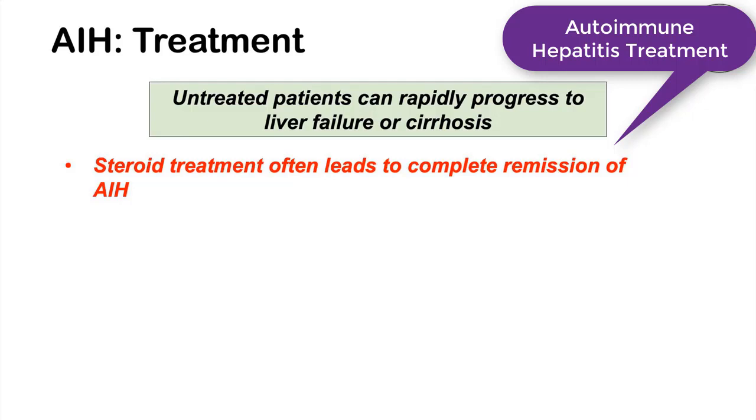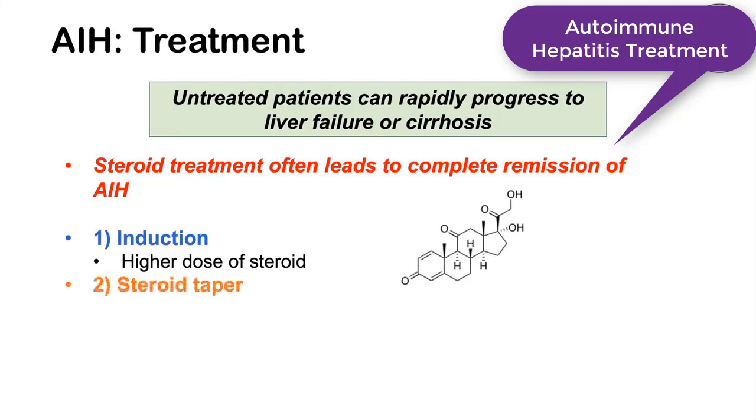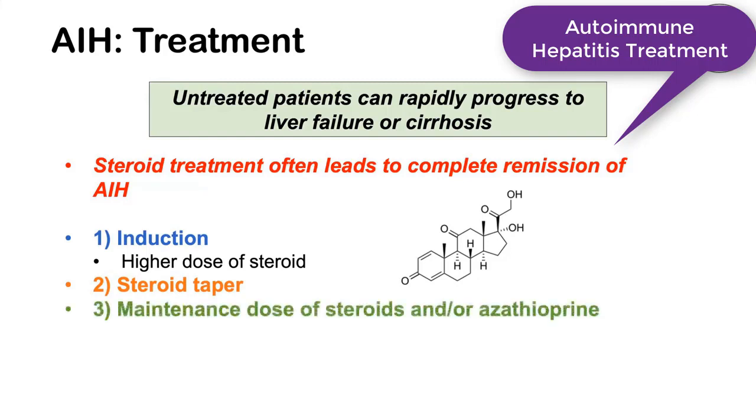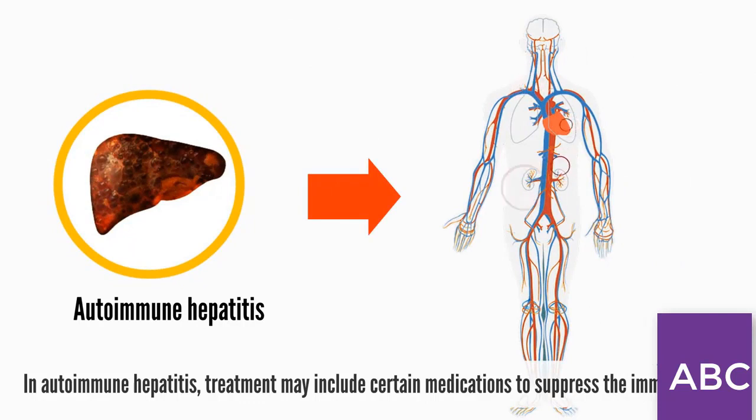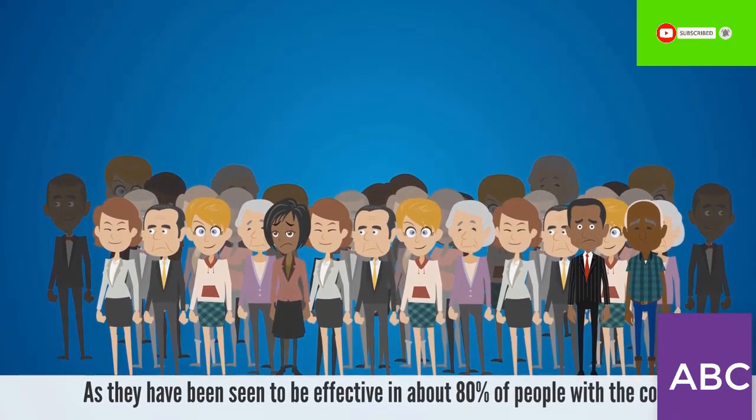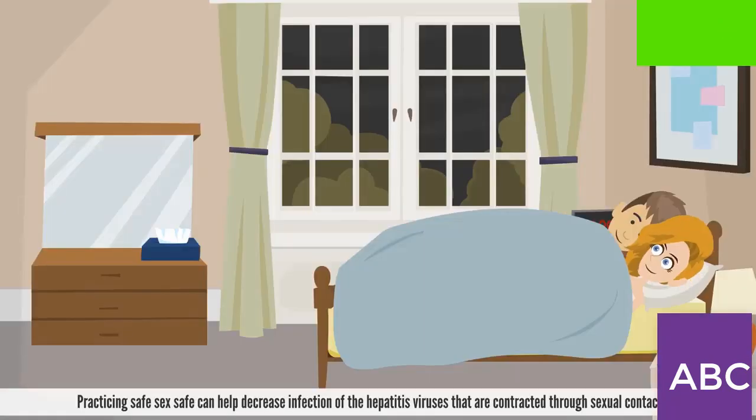Steroid treatment often leads to complete recovery of the patient, and the process involves induction, that is, a higher dose of steroid can be given to the patient, and over a period of time it can be tapered down, that is, gradually reducing the dose, and a maintenance dose of the steroid can be given, and or azathioprine can be given also. However, I'm an advocate of combination therapy, because it has been seen to be effective in about 80% of people in that condition over a period of time, unlike monotherapy, which is not as effective as the combination therapy.